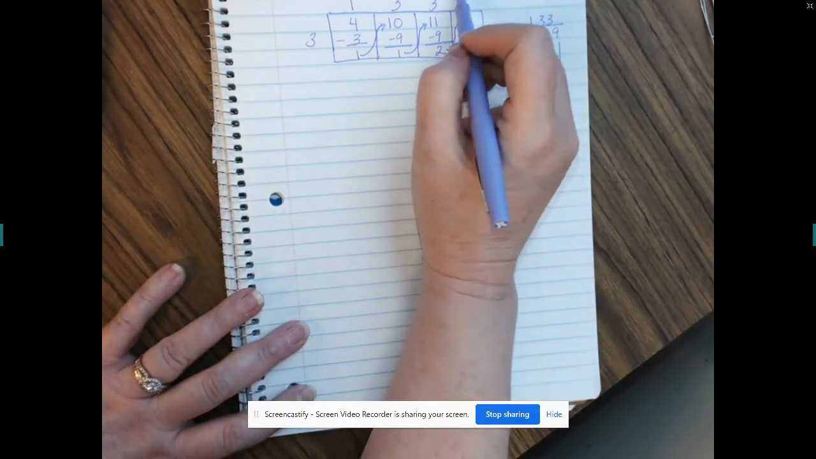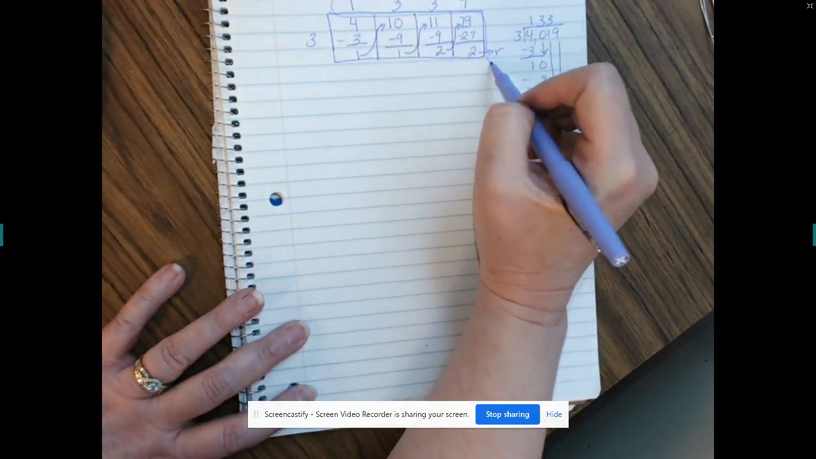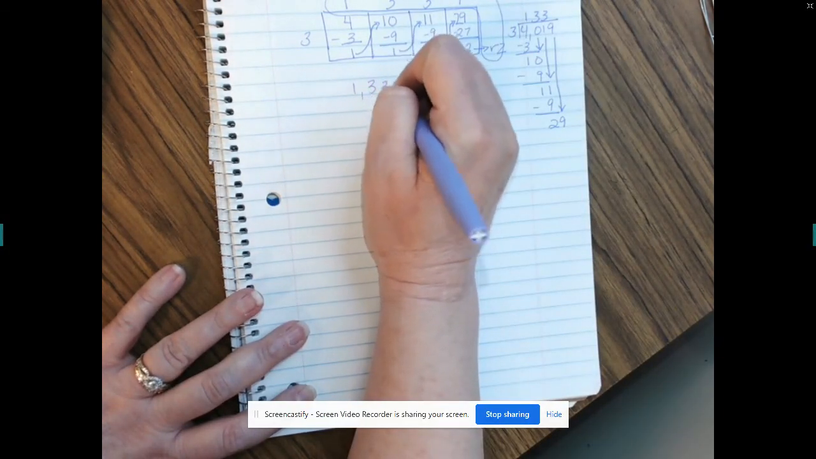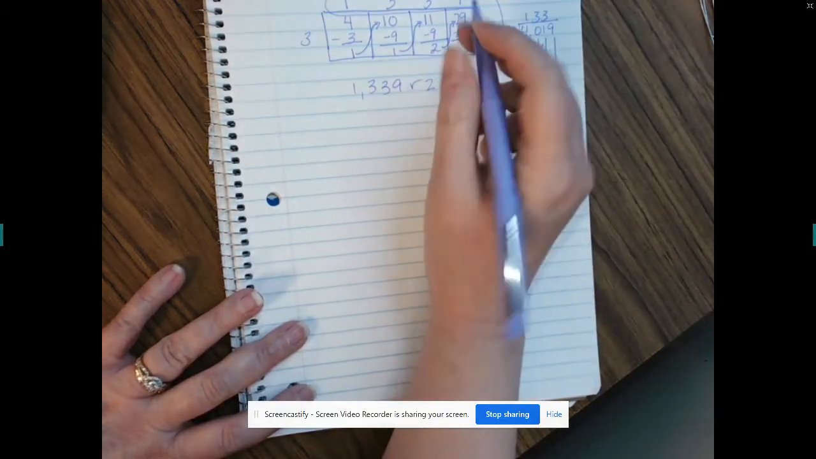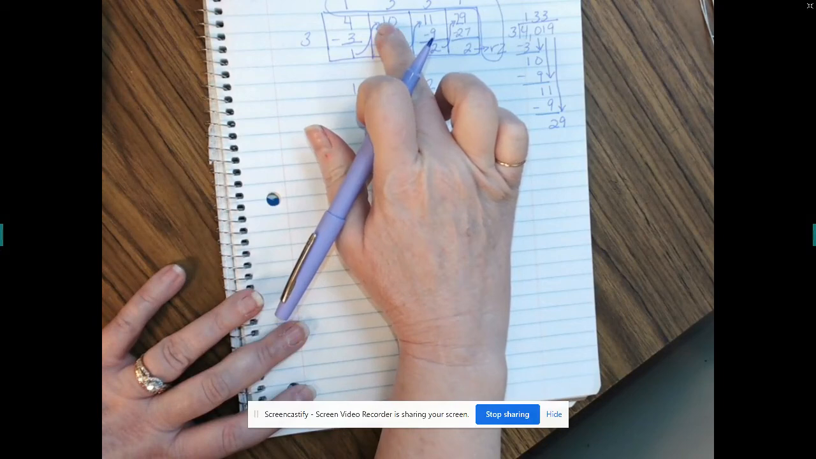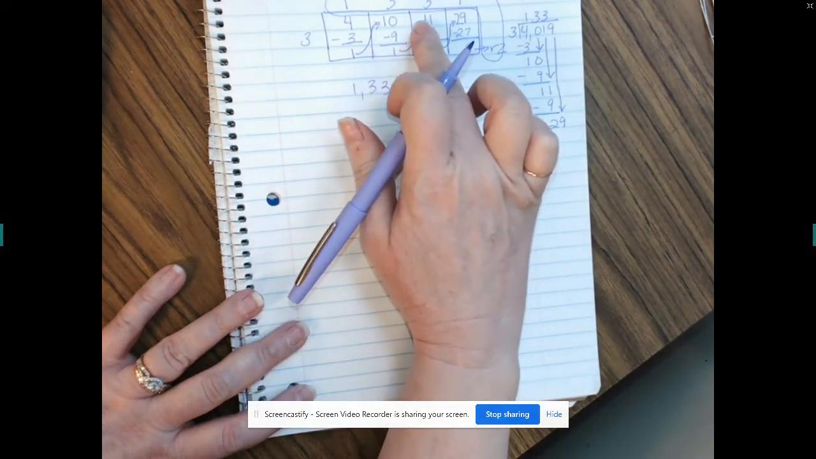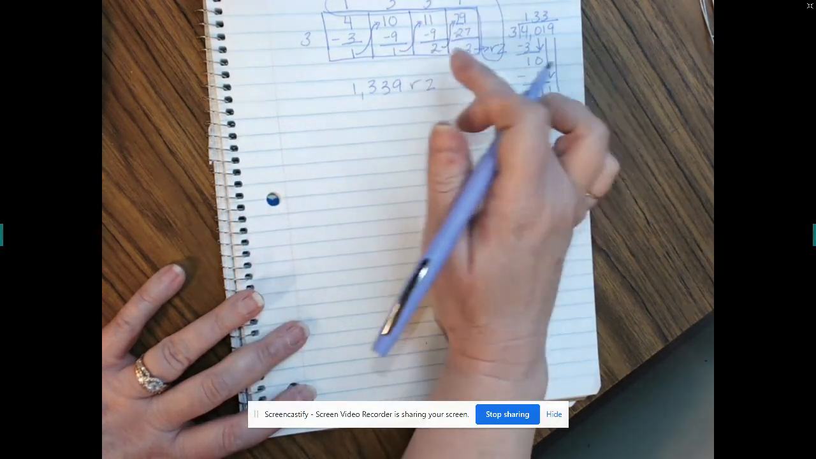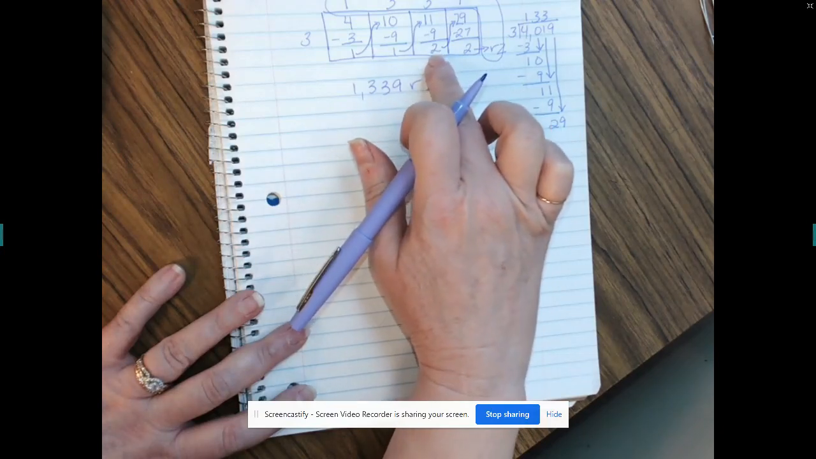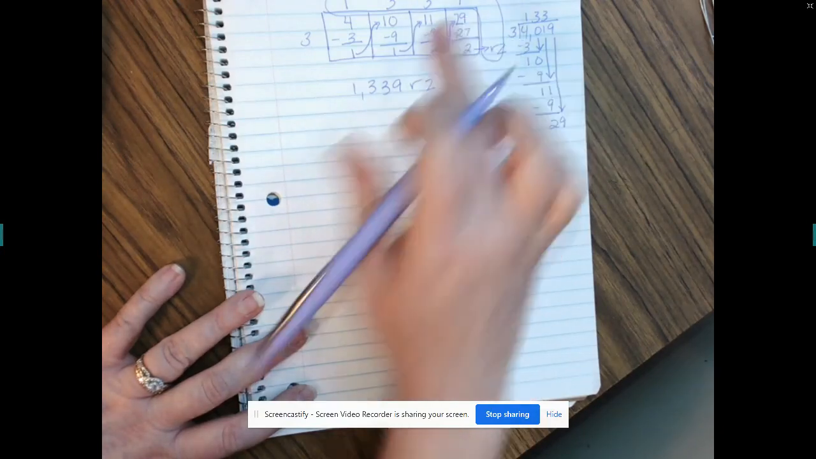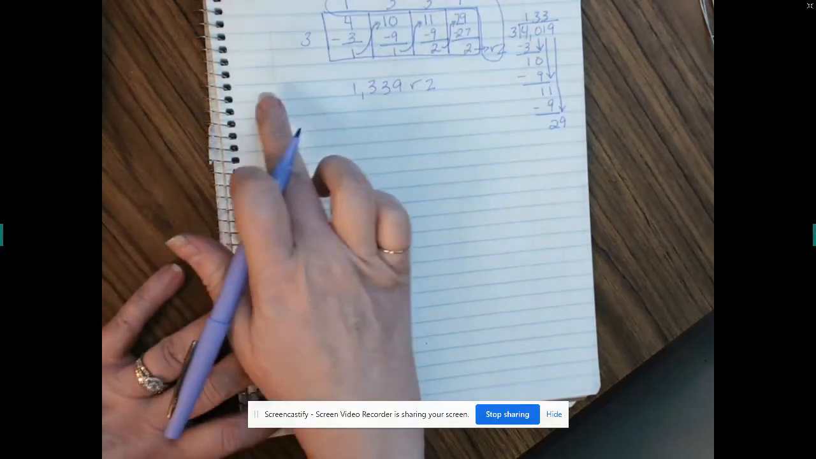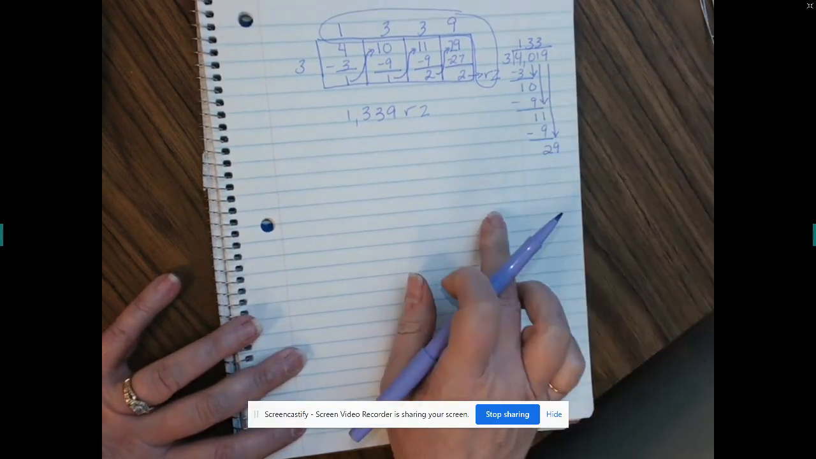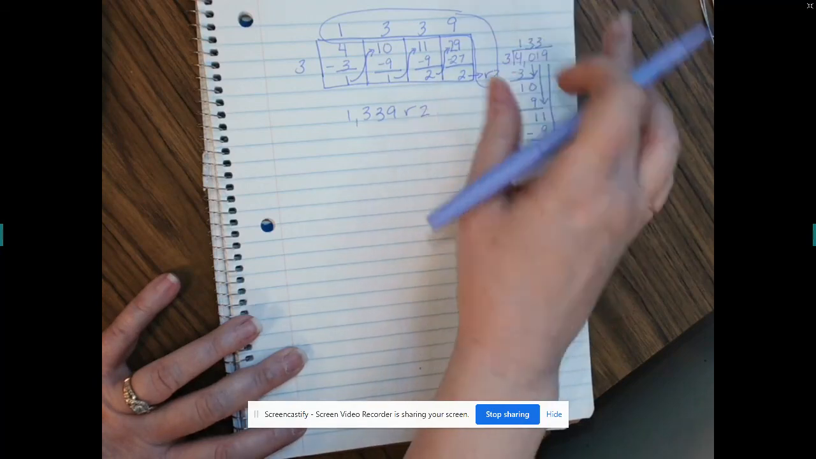So I like this strategy because it really shows you the equivalencies, that 1,000 is the same as 10 hundreds. 100 is the same as 10 tens, plus the one that was already there gives me 11 tens. 2 tens left over is the same as 20 ones plus the 9 ones. So I like this strategy because in my mind, it actually does a better job of explaining what's going on here when you're bringing stuff down.